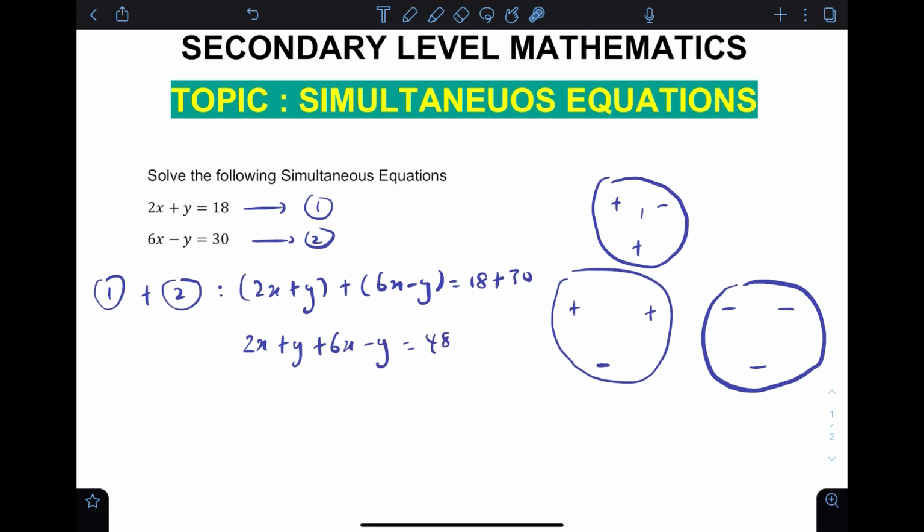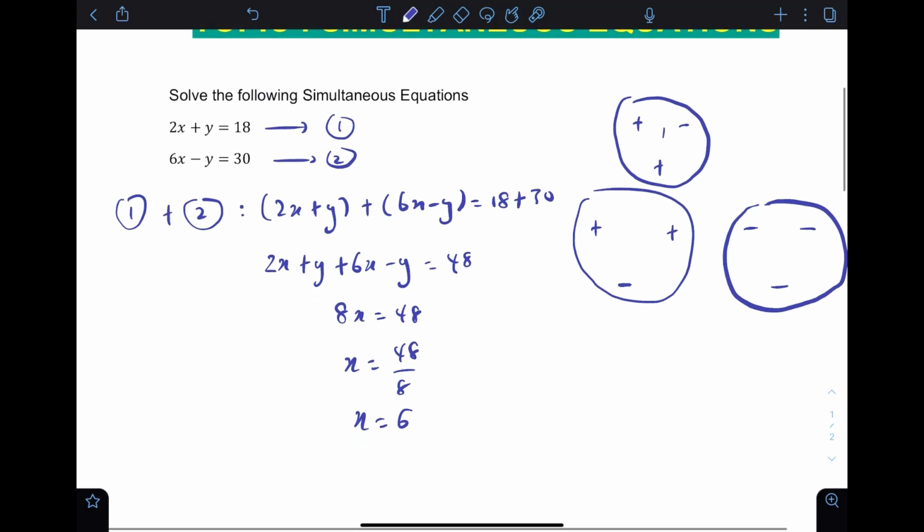Now you've successfully eliminated the y. 2x plus 6x, that is 8x, is 48, and you can find x very nicely. 48 divided by 8, x is just 6. Super. Now how to find y?